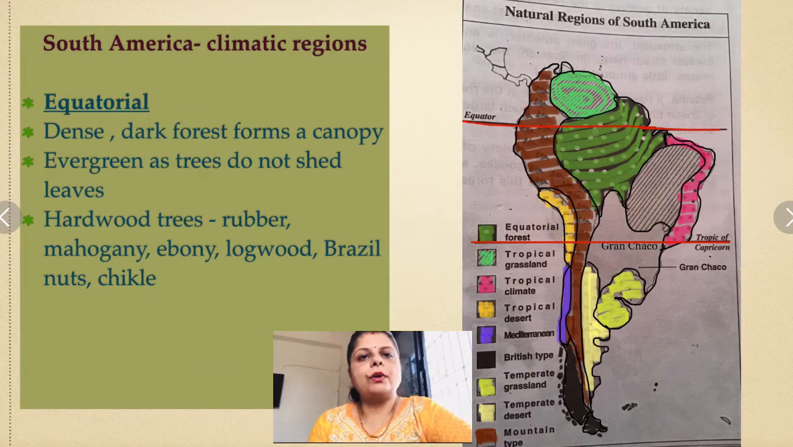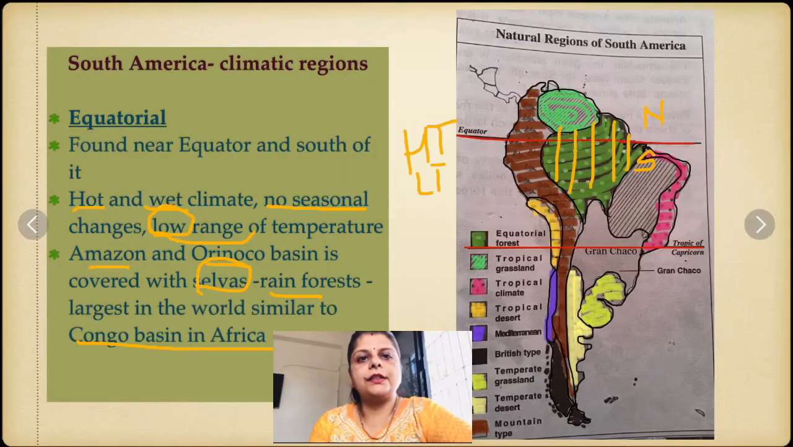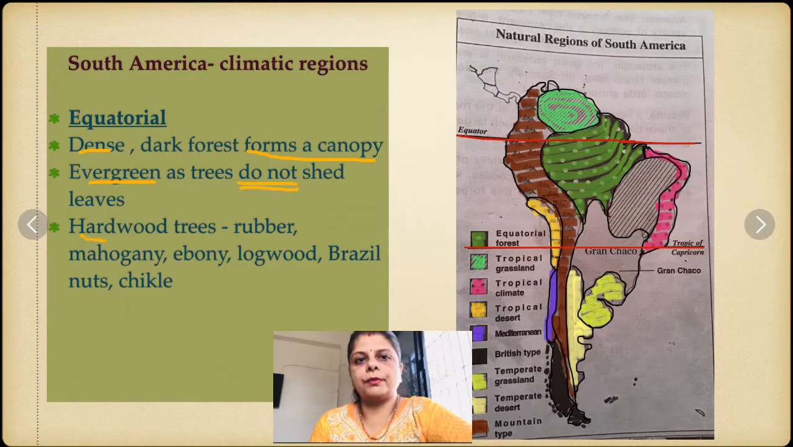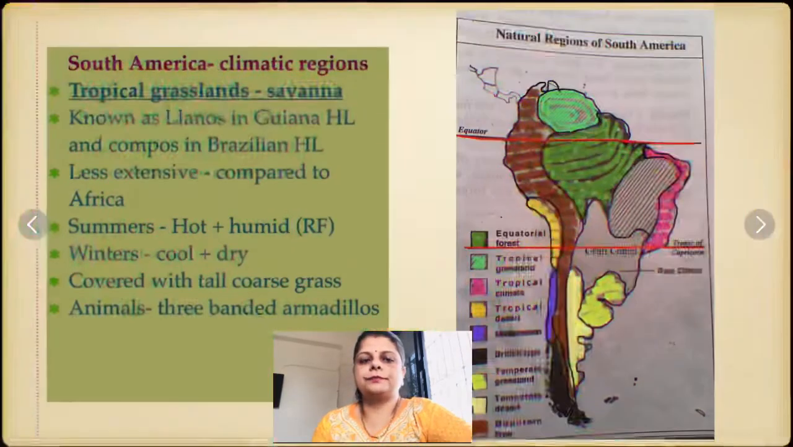The next one, let's continue. Equatorial rainforests have dense and dark forests which form a canopy, because of which the light does not reach the ground of the forest. These forests are evergreen because the trees never shed their leaves in a particular season. These forests have hardwood trees like rubber, mahogany, ebony, logwood, Brazilian nuts and cinchona.